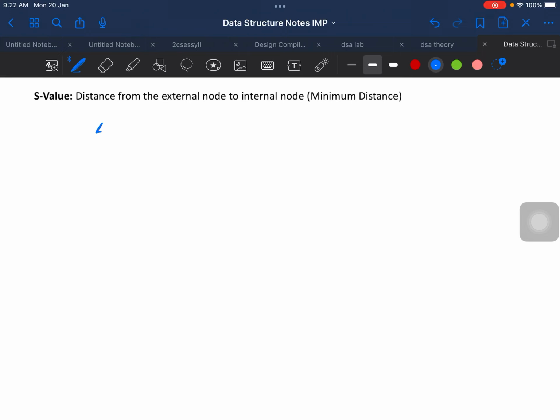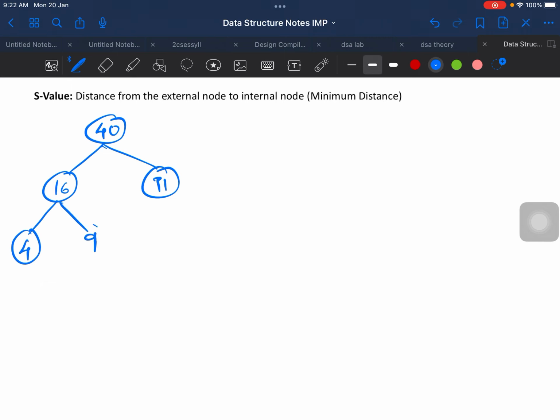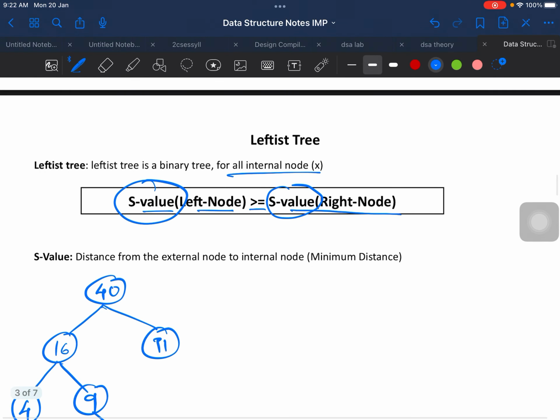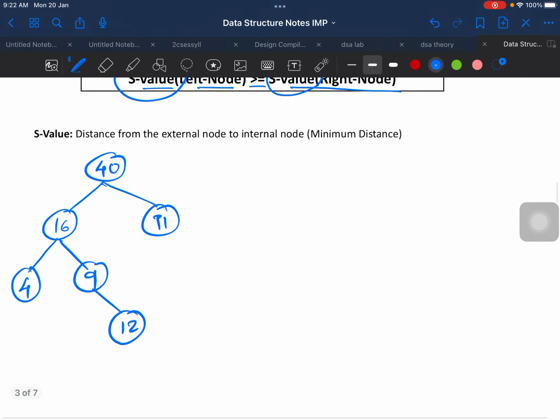Let's take one example. Here we have one node 40, then 16, then 11, then here we have 4, here we have 9, and here we have 12. First of all, you need to understand that a leftist tree is a binary tree, and binary tree means at most two children are possible. So this is my tree.